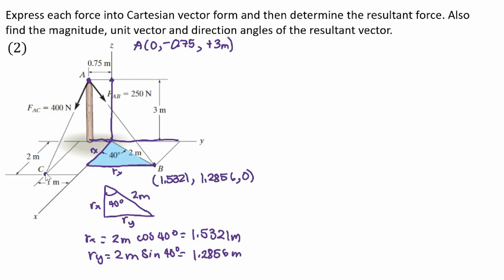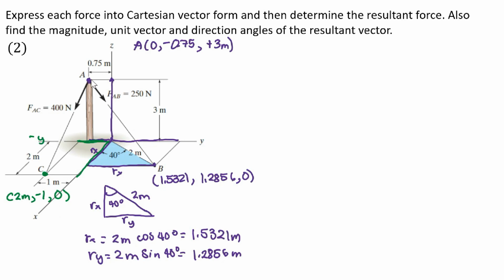Now for point C, we have the dimension along X, that is 2 meters, and since it's along positive X, that is positive. For Y, we get its dimension, which is 1 meter, and that should be negative 1 because it's along negative Y. And same, it has no dimension along Z, so that is 0 on Z. Okay, so we have now our points.